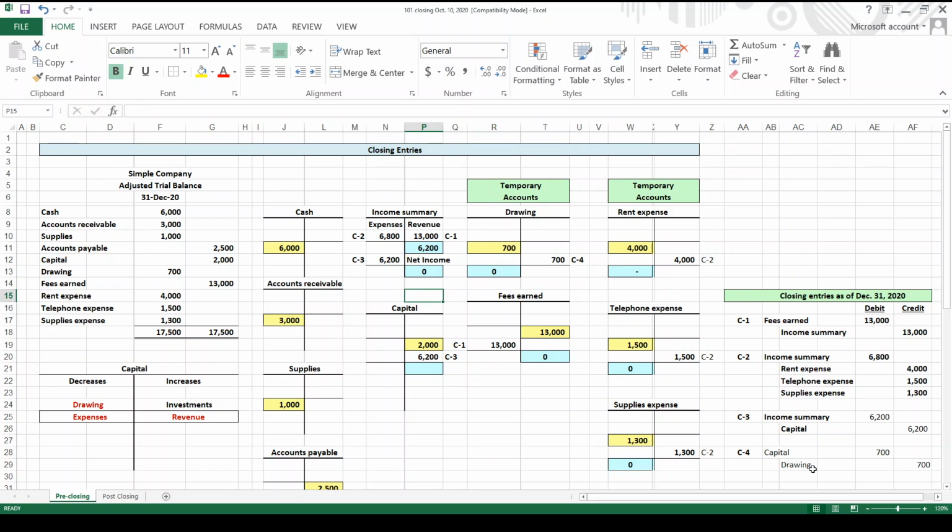Okay, and then the other half of that entry goes over here. $700. C4. Okay. All right, drawing's got a 0 balance now. What's the balance in capital? It's the pre-closing balance plus the net income minus the drawing. $7,500 is the balance. So there's the last little piece, right?